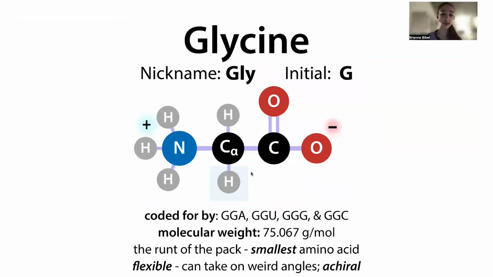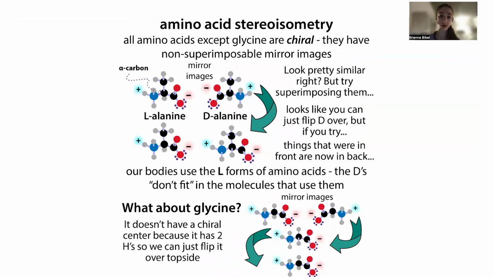What else is cool about glycine? As I mentioned before, it's achiral. And so chirality is another one of those words that we can talk about when we're dealing with sterics and stereochemistry, so the orientation in space. All the amino acids except for glycine are chiral. When we talk about chiral, this means that they have non-superimposable mirror images. So this is like your left hand and your right hand. Their mirror images are the same, but if you try to overlap them, they're not the same.